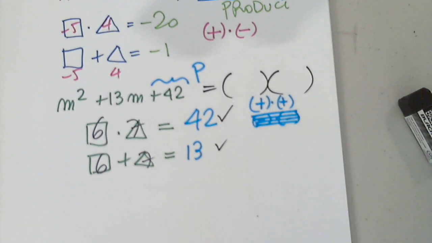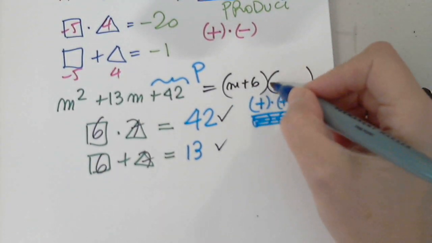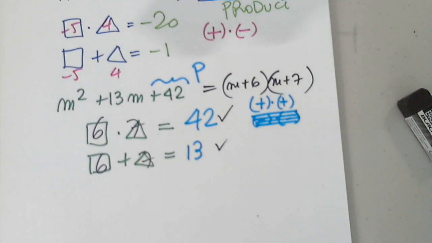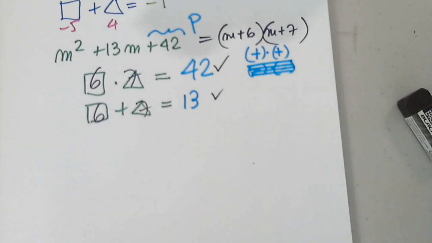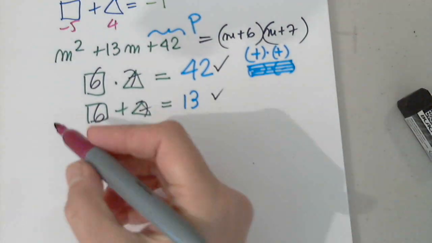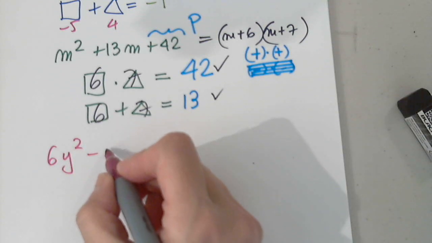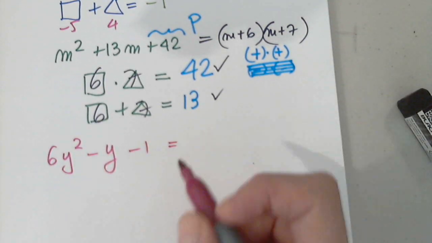Therefore, can anyone give us the factored form? X plus 6 and X plus 7. Excellent. M plus 6, M plus 7, the variable is not important. Great job. And now let's move on to the most difficult trinomial to factor. This is really the most difficult one. 6y squared minus y minus 1.